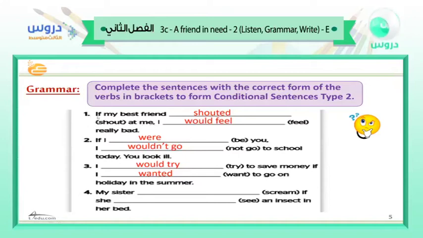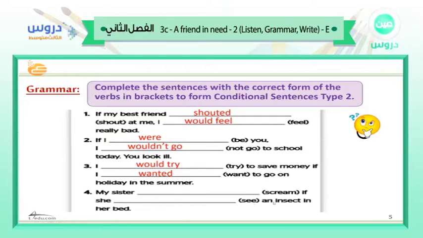So if we have the if clause first, we separate the second clause by a comma. And if we have the if clause in the second part of the sentence, we don't separate it with a comma. Very good. So I would try to save money if I wanted to go on a holiday in the summer. Very good. Okay, number 4.